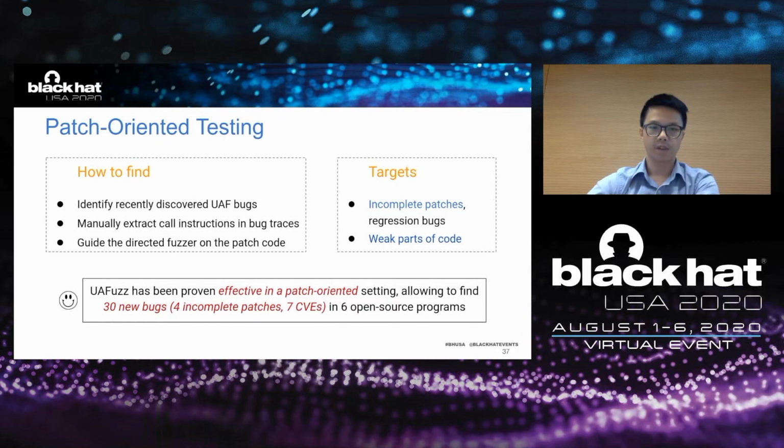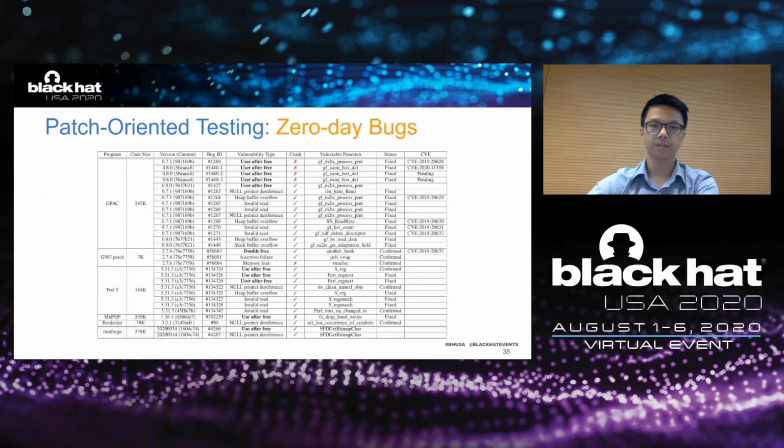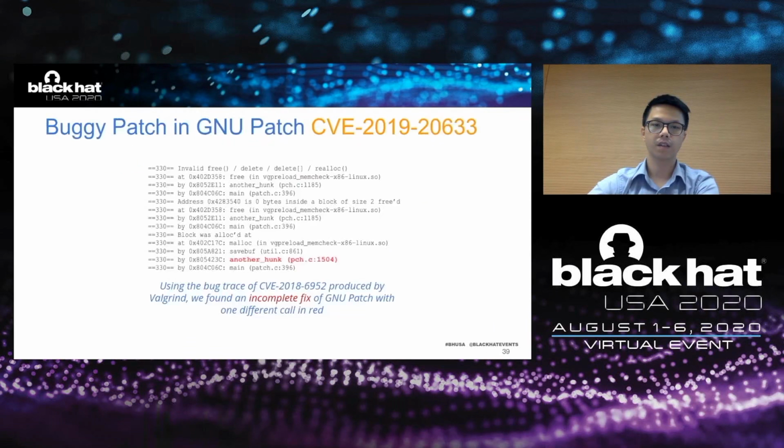So how do we do it? First, we identify recently discovered UAF bugs of open source programs. As the code has evolved, in some cases we need to manually extract code instructions in the bug trace and use them as targets to guide UAFuzz. Actually, UAFuzz found 13 new bugs, and 4 of them are incomplete UAF bug fixes in critical programs, and got 7 CVEs. This table details our findings. For example, we found an incomplete fix of GNU patch by using the bug trace of an existing double free.